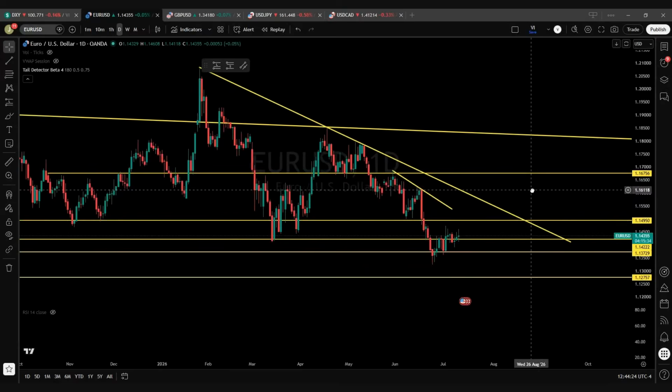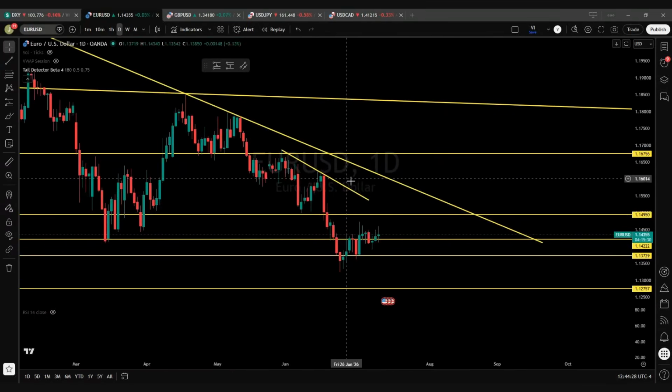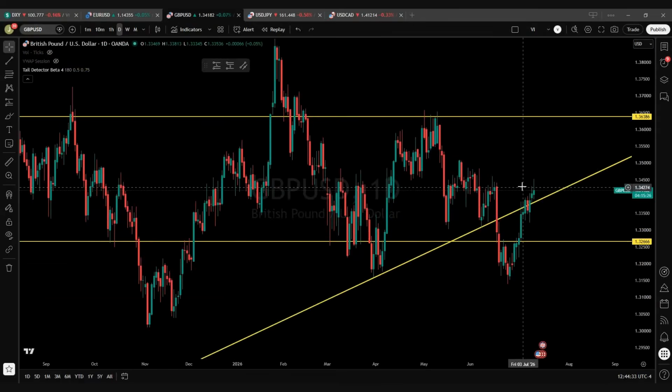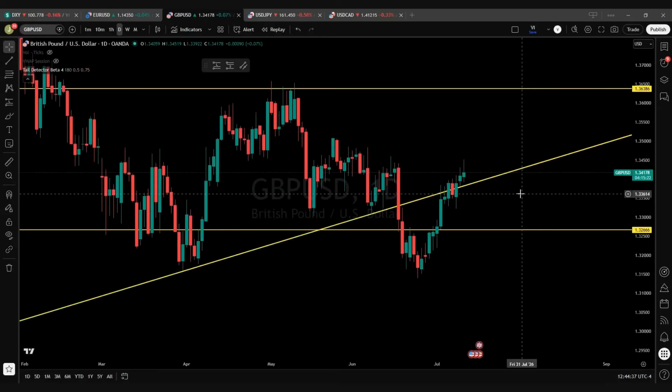Kind of going like that. It was short term, but 4 pierces, so still good. And same with the British pound. And Europe still got a positive day as well.